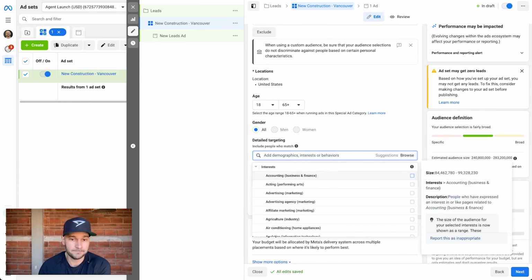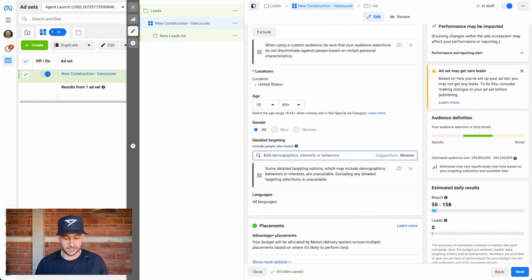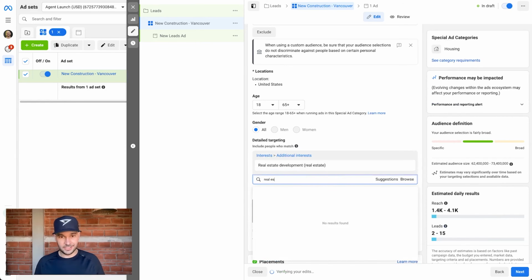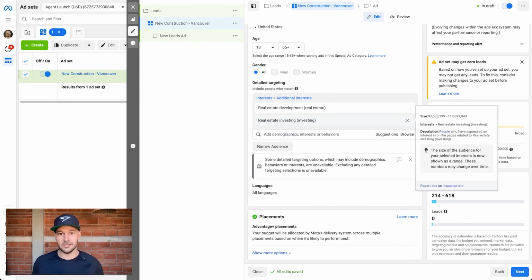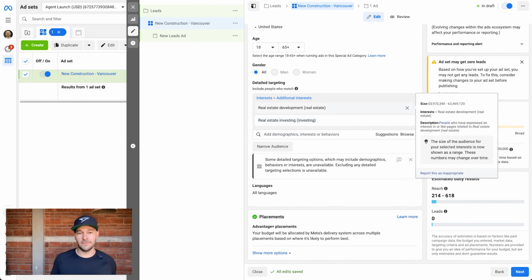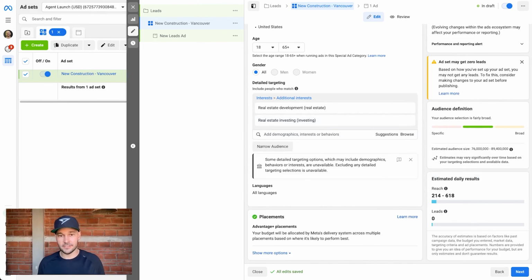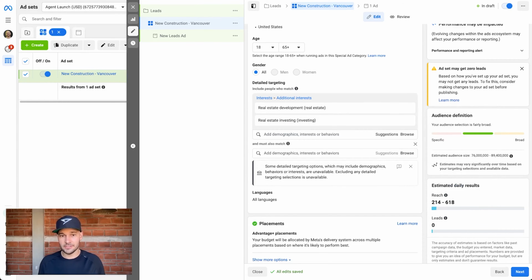So basically, you could go in here and select things like real estate development, real estate investing. It's not going to limit you. It's just giving a little bit of an idea of what you're trying to target. But real estate development, real estate investing is probably as good as you can get. You can narrow your audience. Say you wanted to do, is this going to include people who match these interests? But interest targeting is so broad.